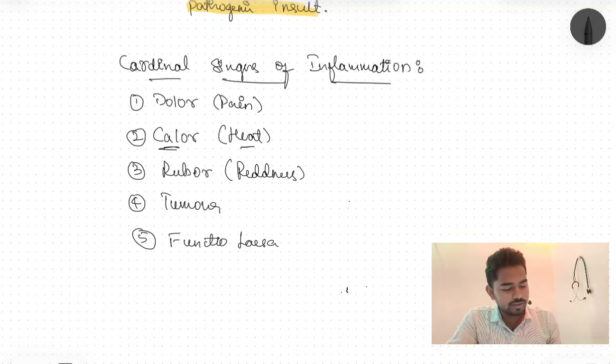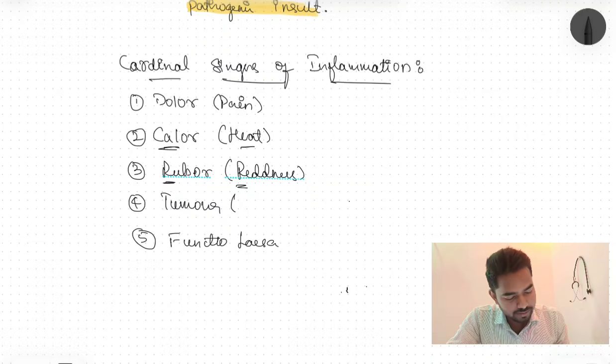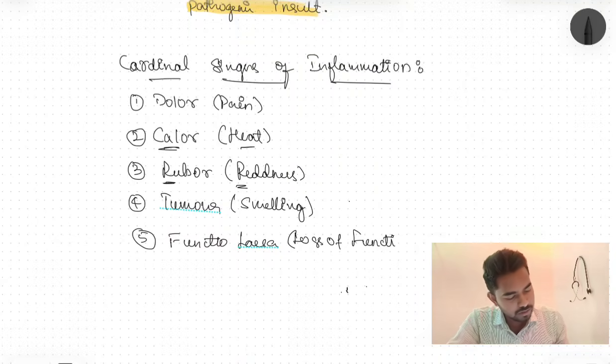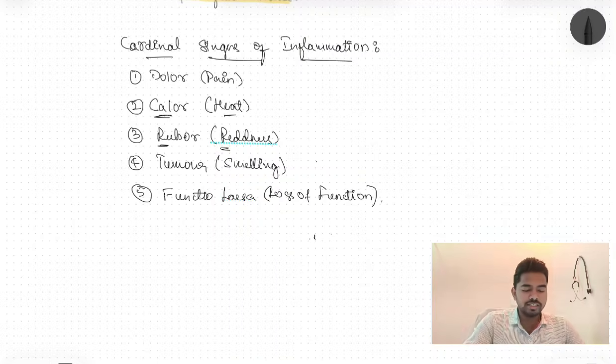Rubor means redness. From R we can remember rubor, redness. Tumor. Of course we know tumor. Wherever tumor is present, there will be a swelling, right? Tumor means swelling. Functio laesa is a loss of function. To diagnose if there is any inflammation in a patient, we have to look for these five signs.